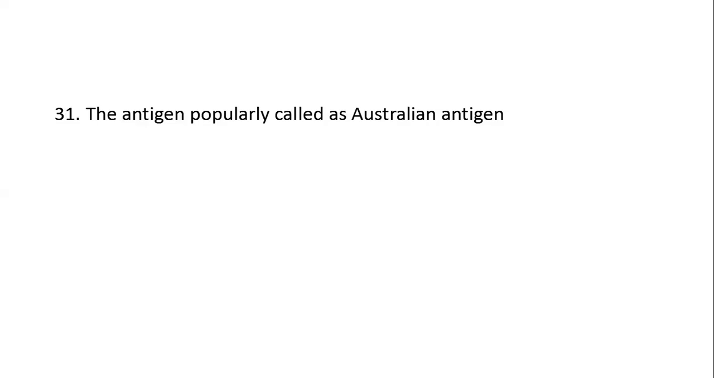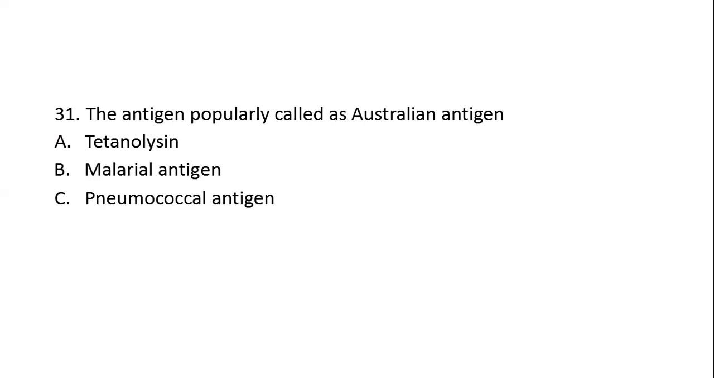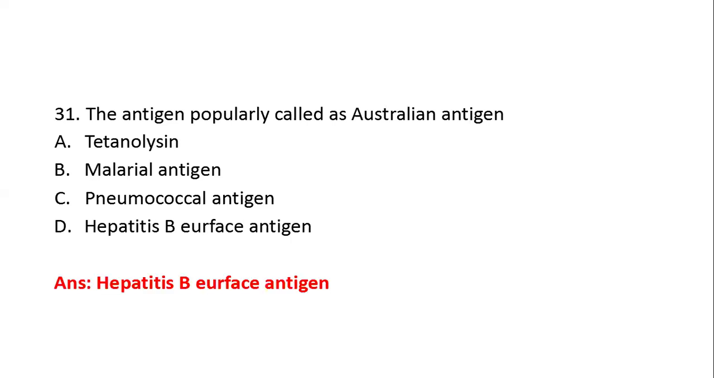Next question. The antigen popularly called Australian antigen. Option A, tetanolysin. Option B, malarial antigen. Option C, pneumococcal antigen. Option D, hepatitis B surface antigen. Here the right answer is option D, hepatitis B surface antigen.